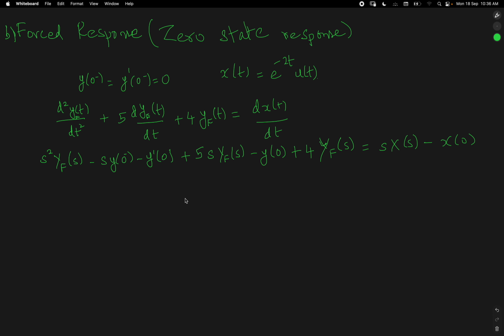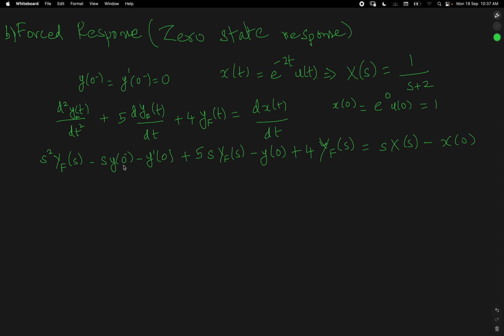For the next step, we have to substitute the values of x of s as well as x of 0. We are having x of t, so taking the Laplace transform of this x of t, we will get x of s. In this case, it is 1 divided by s plus 2. And to obtain x of 0, you have to substitute t is equal to 0 in the x of t function, which is e power 0 u of 0, which is nothing but 1.